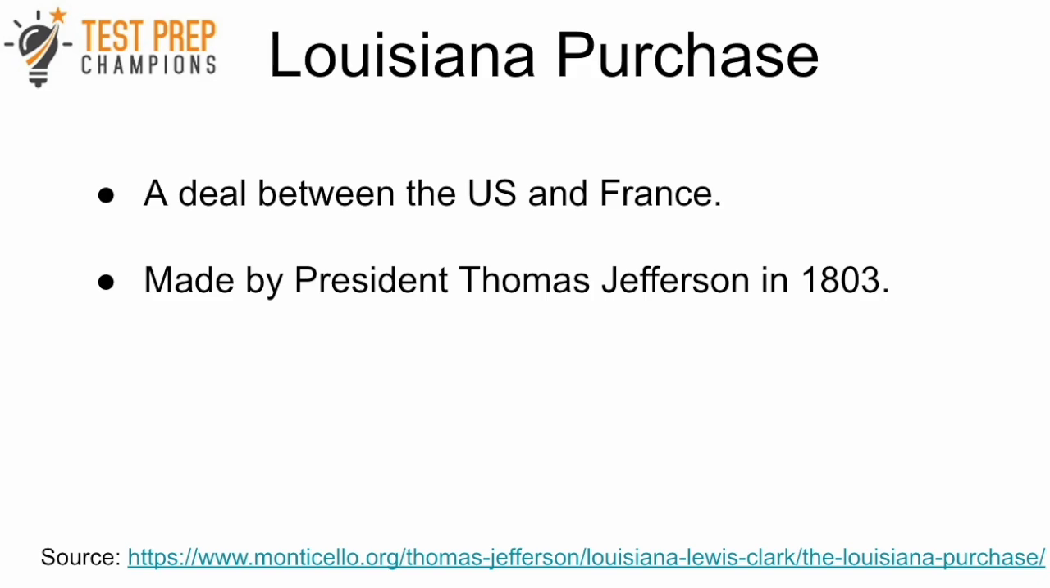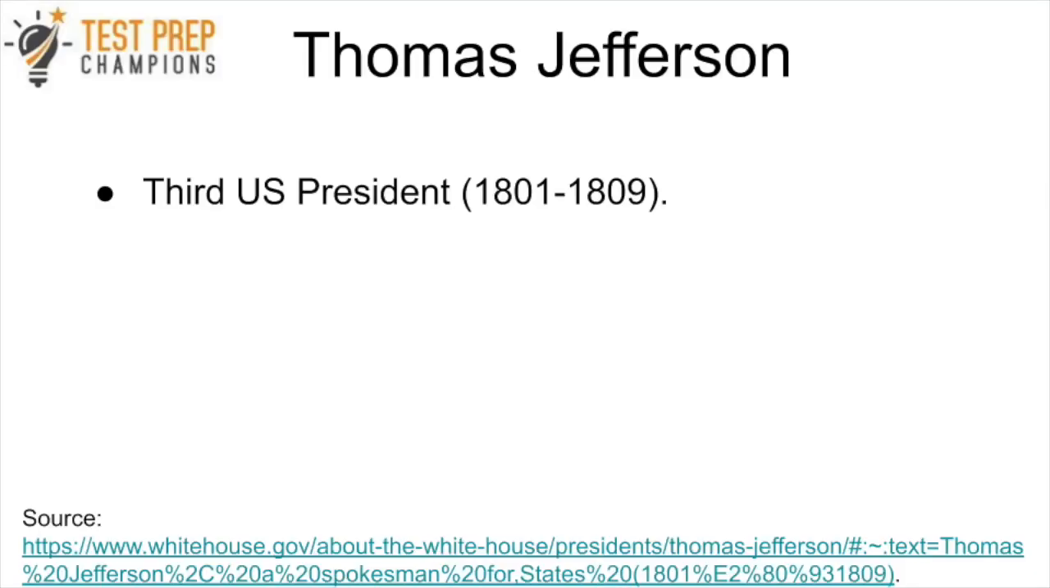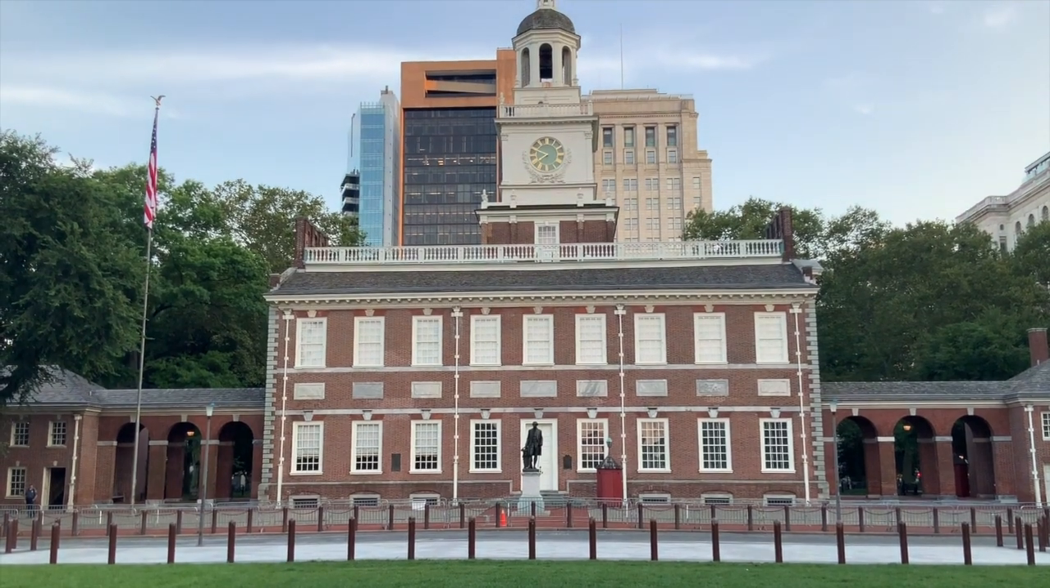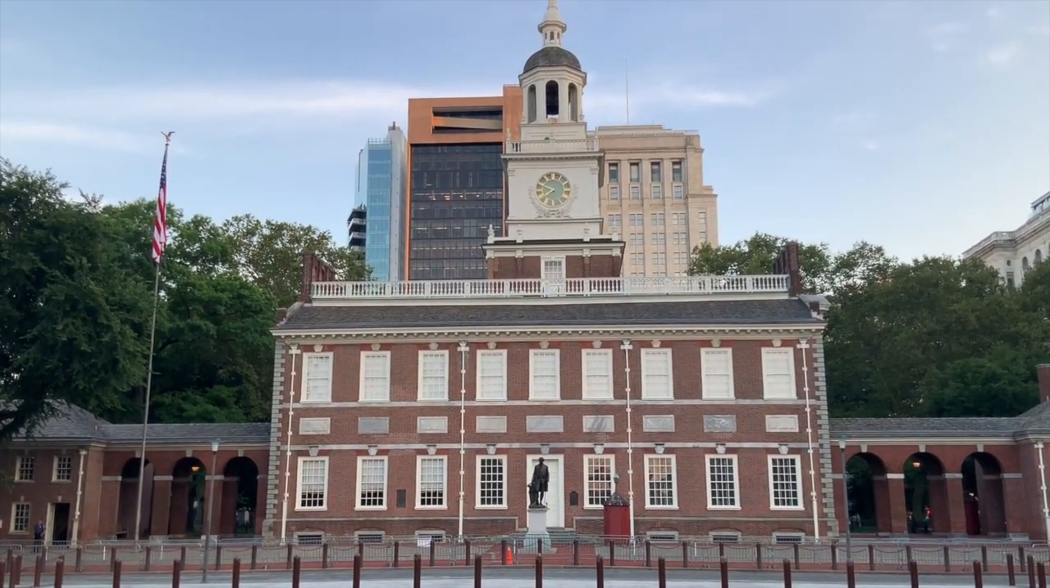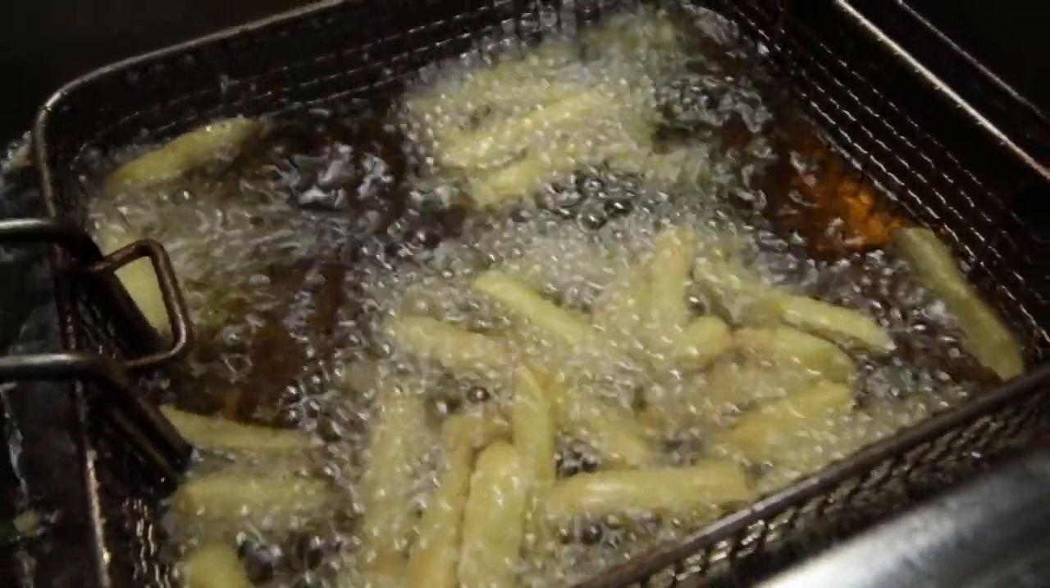So the year was 1803 and the president was Thomas Jefferson. Now, who was Thomas Jefferson? Well, Thomas Jefferson was the third U.S. president who served as president from March 4th, 1801 to March 4th, 1809. Now, Thomas Jefferson was the primary writer of the Declaration of Independence, and some say he also loved French fries.